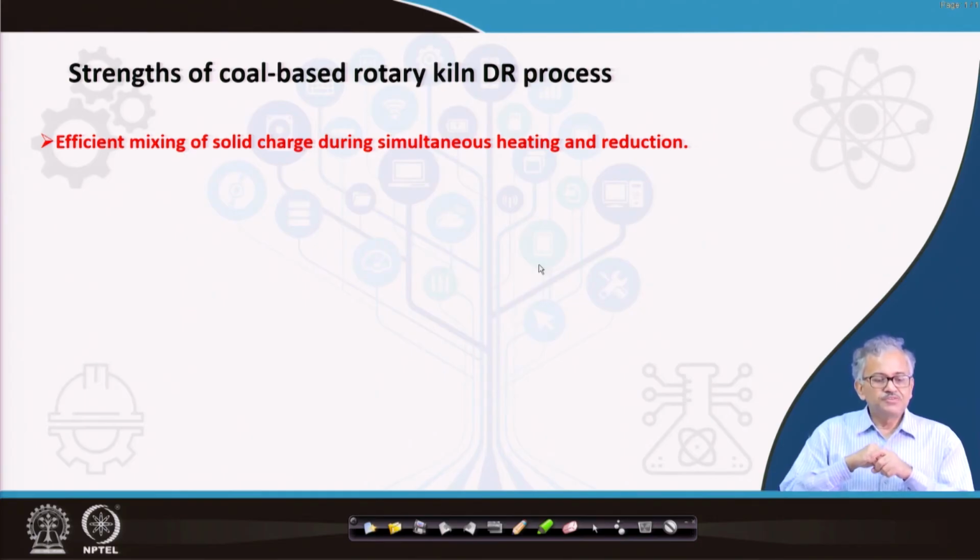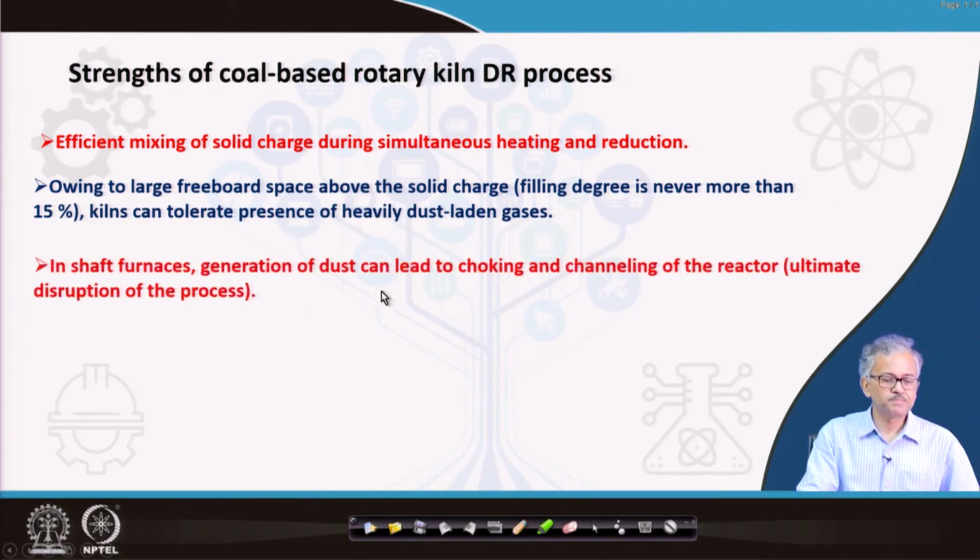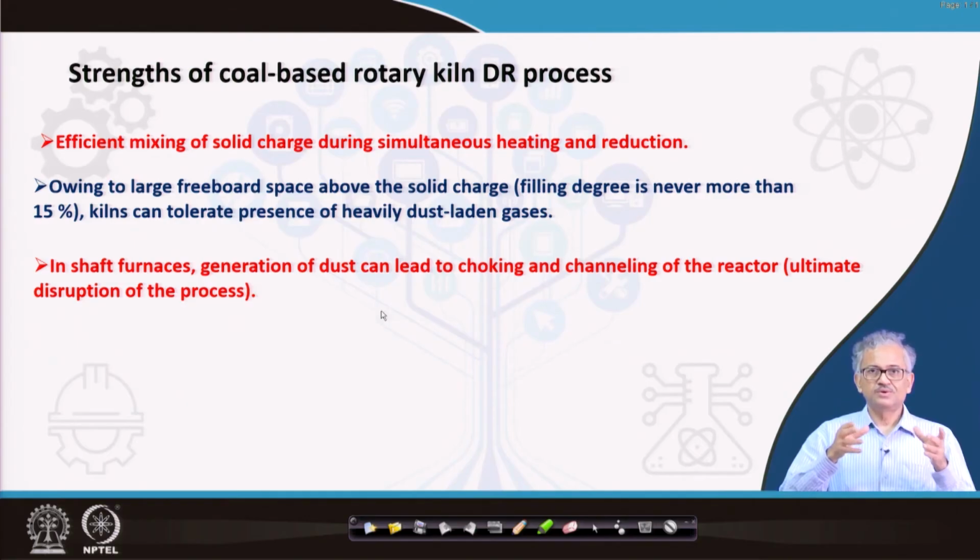Now, I will talk about some of the strengths of the coal based rotary kiln DR process. So what are the strengths? Efficient mixing of solid charge during simultaneous heating and reduction. Efficient mixing is there because of rotation; as I said, the surface of the solid charge gets renewed every time. That gives the efficient mixing of the solid charge, and also for heat transfer and for all chemical reactions, heating and reduction.